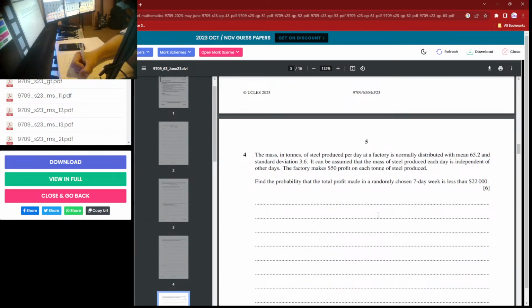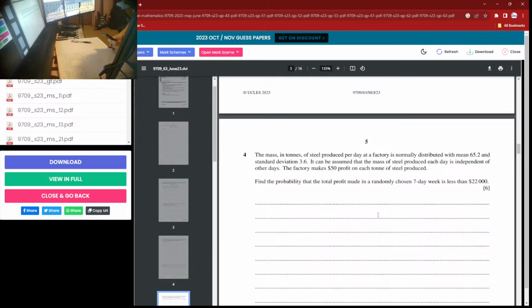4. Find the probability that the total profit made in a randomly chosen 7-day week is less than 22,000. So per day is 65.2. So 7-day week, 7 times 65.2 gives you 456.4. Okay, and that, we have the mean already.